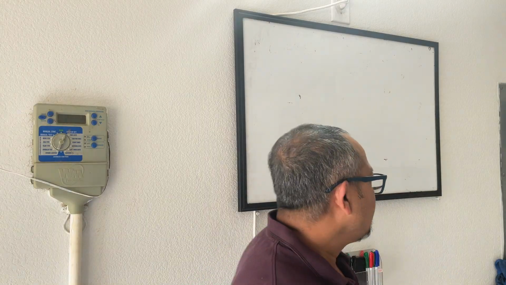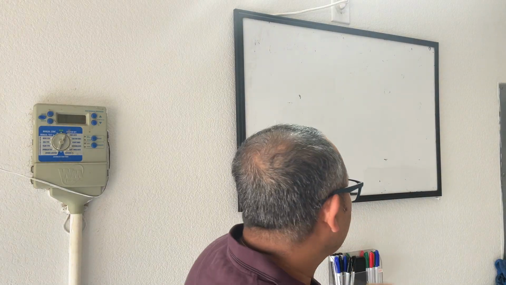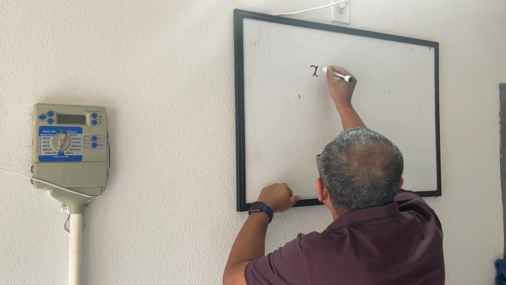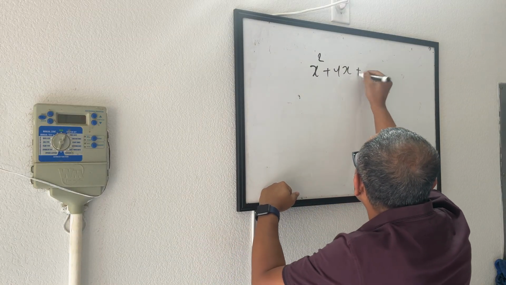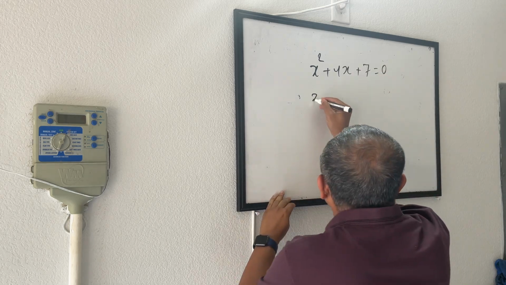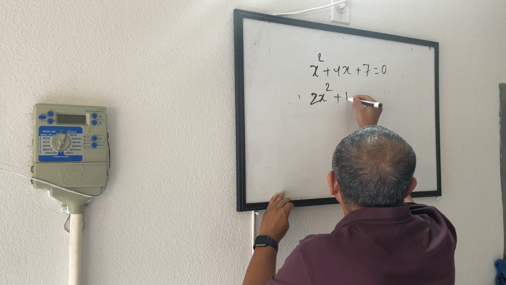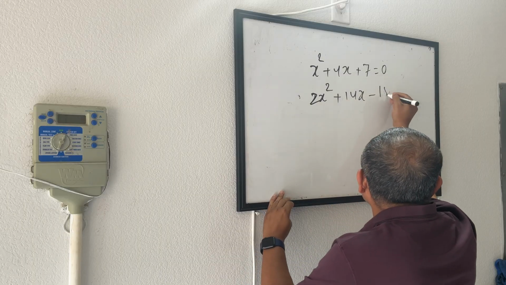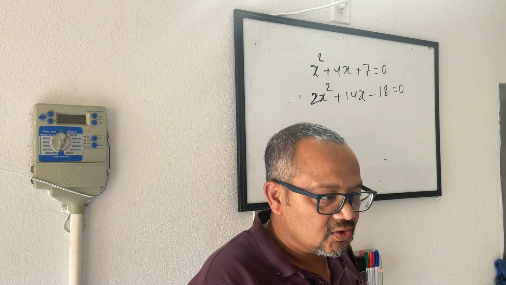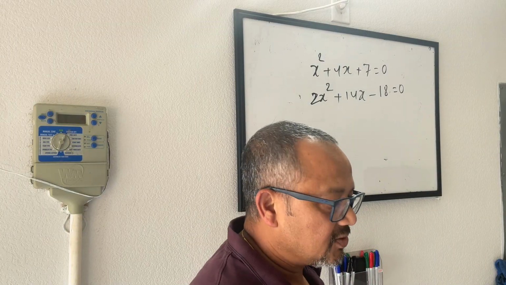So net with these two approaches, our main goal is to say if I have a quadratic equation, let's say x squared plus 4x plus 7 equals 0, if I'm trying to solve it, or be it 2x squared plus 14x minus 18 equal to 0, if I'm trying to solve it, our ultimate goal, hey Vishwa, yes, sir.